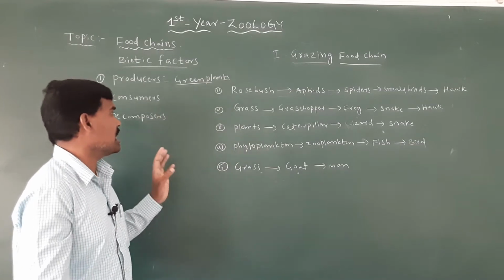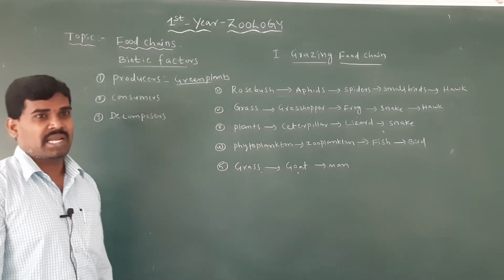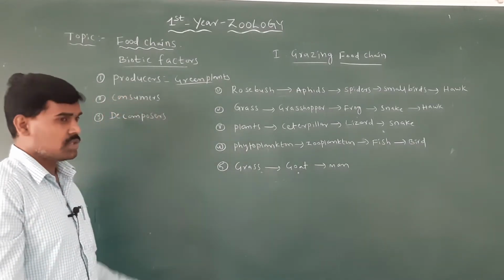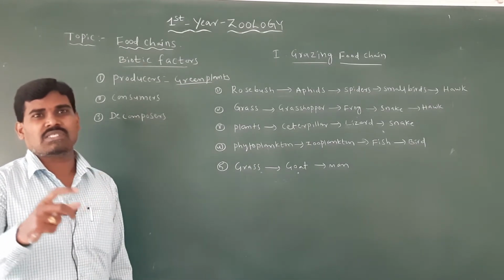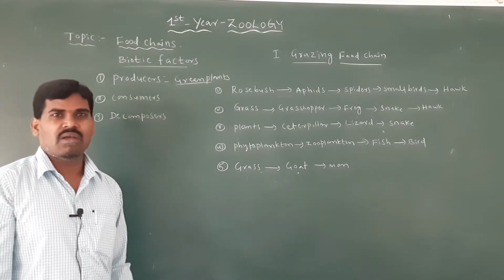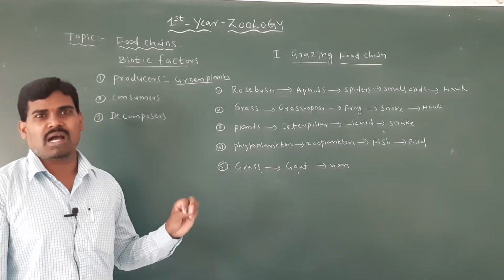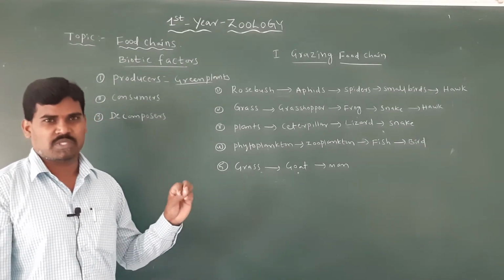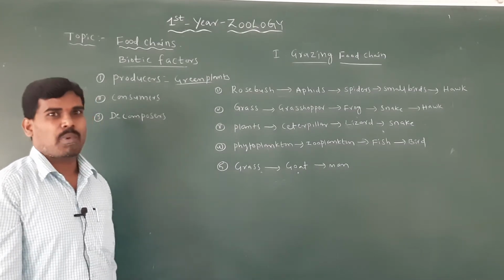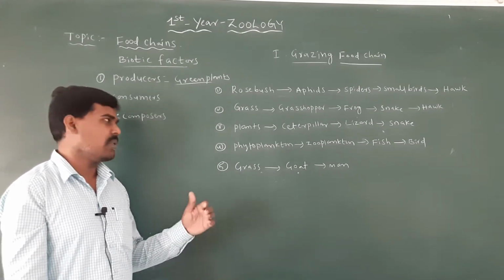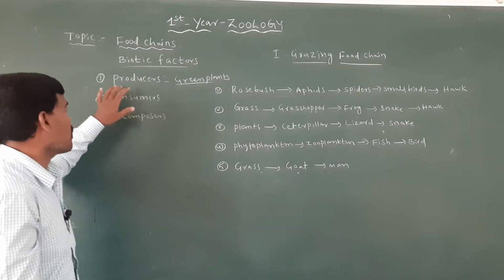The grass and the green plants are not only producers; they synthesize food materials, that is, carbohydrates. Autotrophs means all plants; the green plants are the producers.